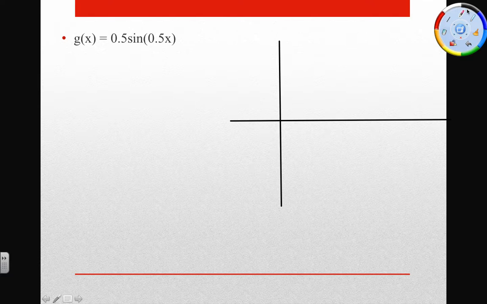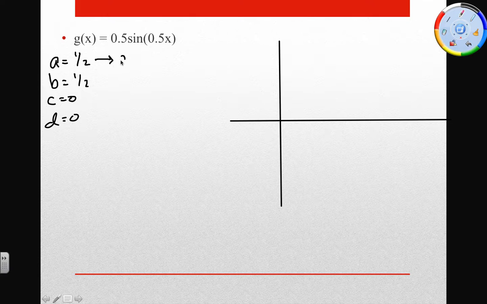Okay, I just set up my axes. I don't do anything just yet. I want to figure some stuff out first. So A is half, or 0.5. B is also a half. And again, C is 0 and D is 0.